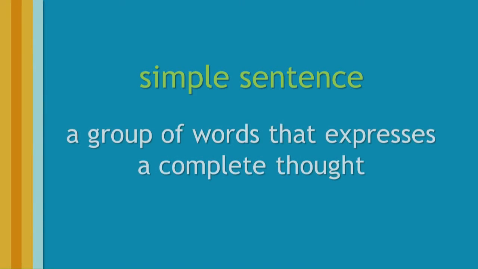So let's first think about the term simple sentence. What is a simple sentence? Well, a simple sentence is just a group of words that expresses a complete thought, and it has a subject and a predicate. Now, a simple sentence may have a compound subject, and we've seen already a simple sentence that had a compound subject. It also can have a compound predicate. It may even have both and still be a simple sentence. The idea with a simple sentence is that it expresses only one complete thought.